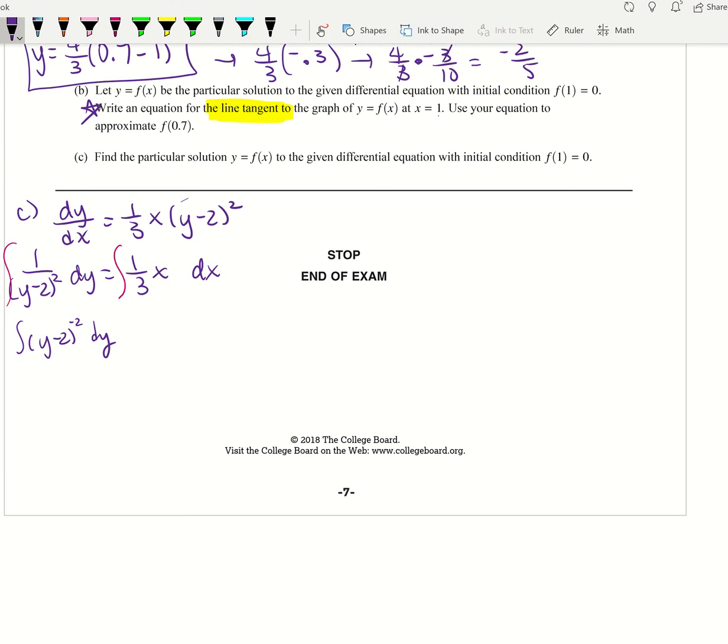So I'm just going to write this as y minus 2, and I'm going to add 1 to the power and divide by that new power. Over here, I'm also going to use power rule. So this would now be x squared, and I'm going to divide by that new power. I already had a 1/3. This is now 1/6.